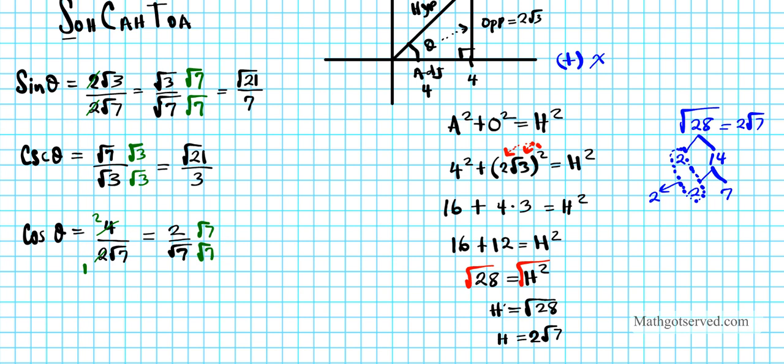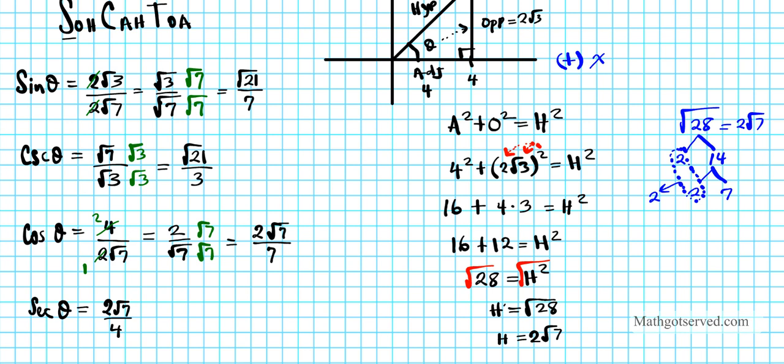And that gives us 2 root 7 in the numerator, and then root 7 times root 7 in the denominator is root 49, which is just 7. Alright, so there goes cosine theta. Now for its reciprocal, secant theta, we just reciprocate 4 over 2 root 7, so we have 2 root 7 over 4.